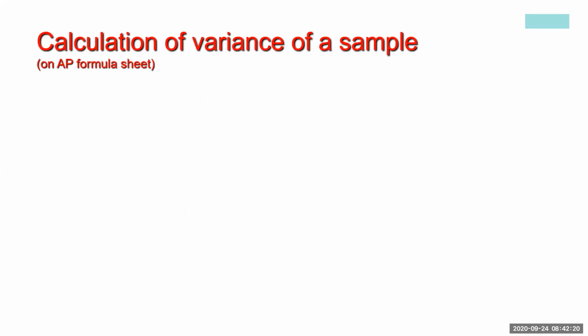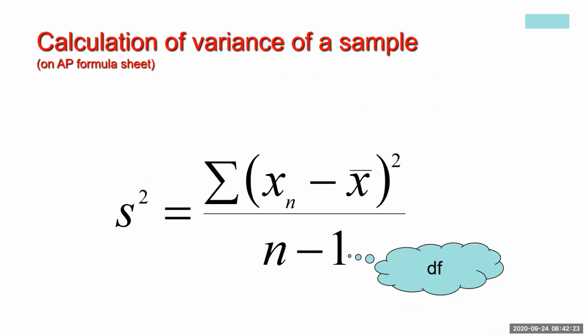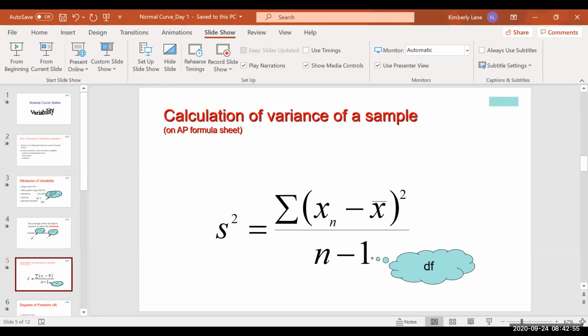So calculation of the variance of a sample. Again, we have a big complicated formula, but don't worry, this is on your AP formula sheet that you will get for the AP test. So variance is s squared, if we're talking about sample. Big summation, we're adding up all. We're going to take each data value, subtract it from the average, from the mean. We're going to square that, and we're going to add that up for every single data value. Then we're going to divide by n minus 1, which is our degrees of freedom, and n is always your sample size.